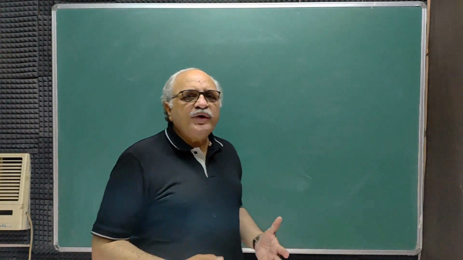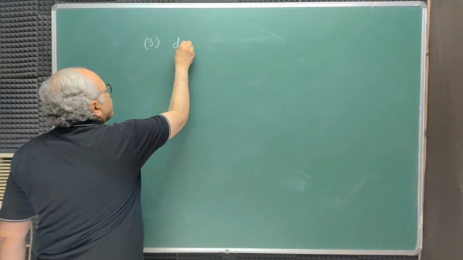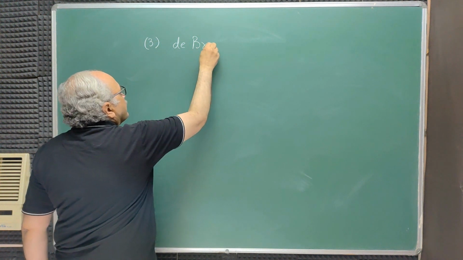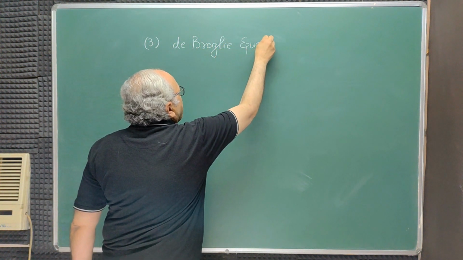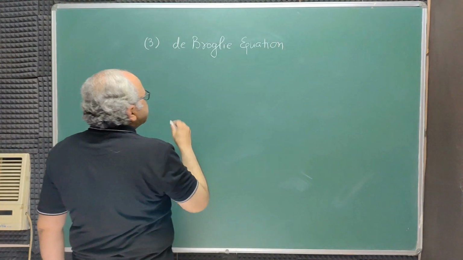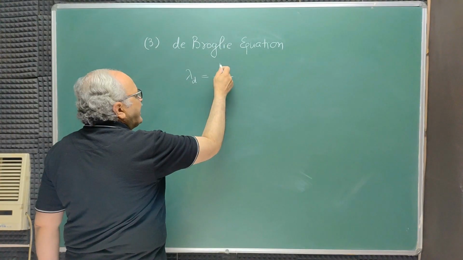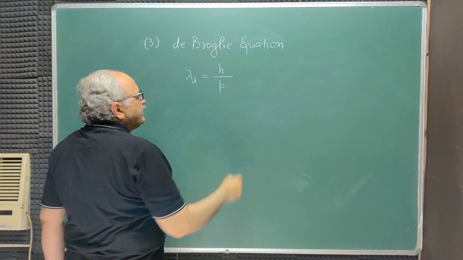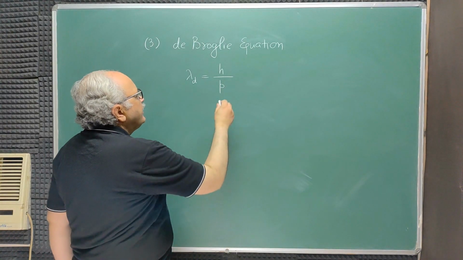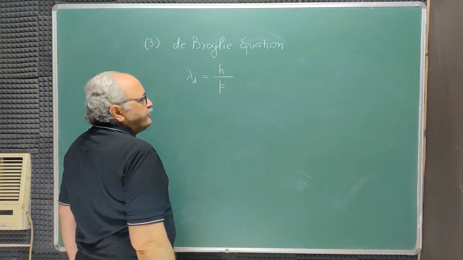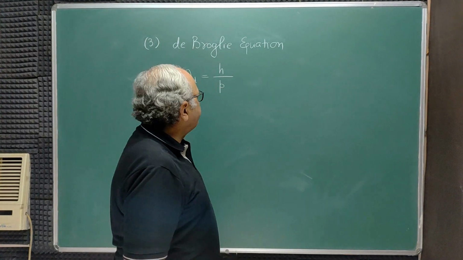Now take the third point, that is the duality of light and matter. For this, the main equation is the de Broglie equation. That is, the de Broglie wavelength is equal to Planck's constant divided by the linear momentum of the particle, or maybe the photon. This equation is applicable both for matter as well as for radiation.